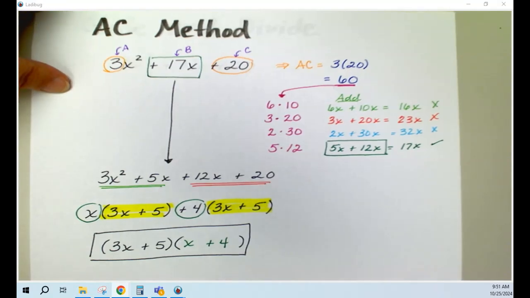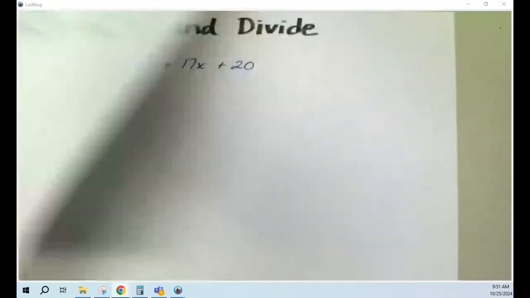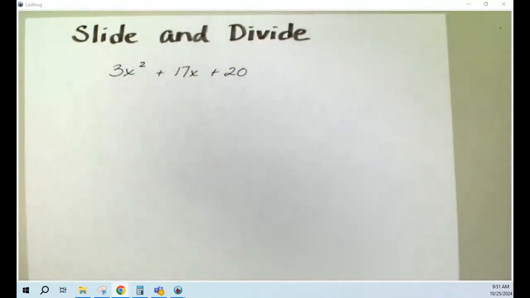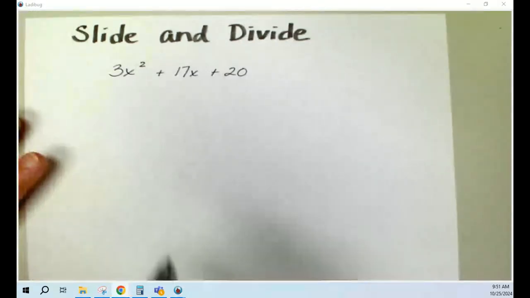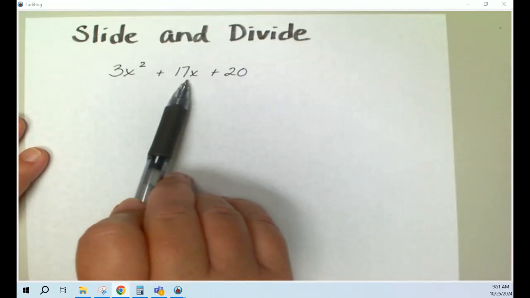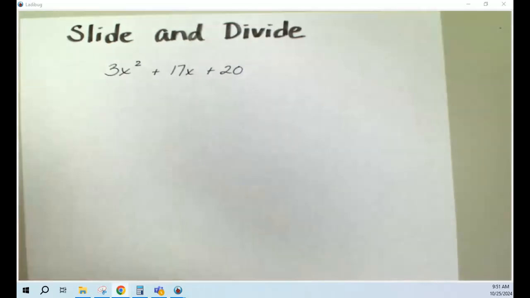Okay, I got one more method for you. And again, same problem. So this method here is called the slide and divide approach. And so notice that our trinomial is still 3x squared plus 17x plus 20.